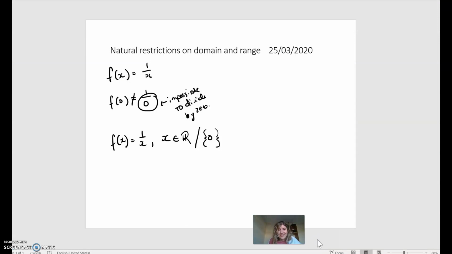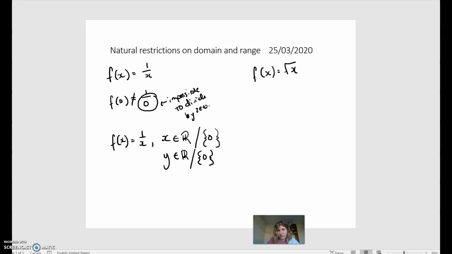Okay, so the range is that y exists for all real numbers, also with the exception of 0. Now I'm going to show you one other different example, and then from there we will take a look at some combination functions as well. The next one we're going to look at, which has a natural restriction, is the square root of x. So f of x equals square root of x.